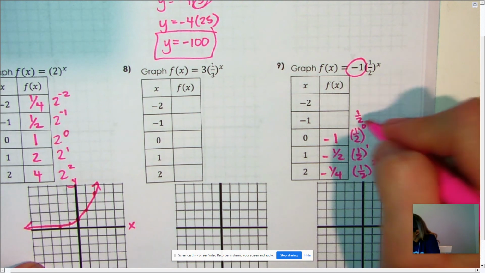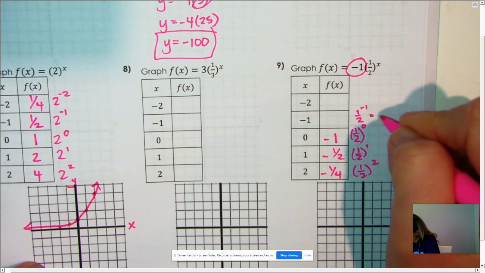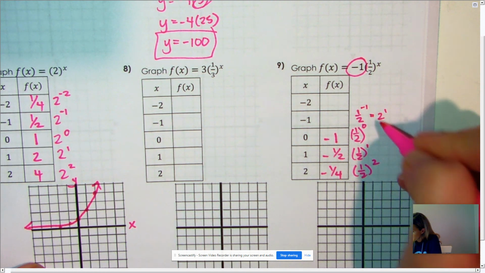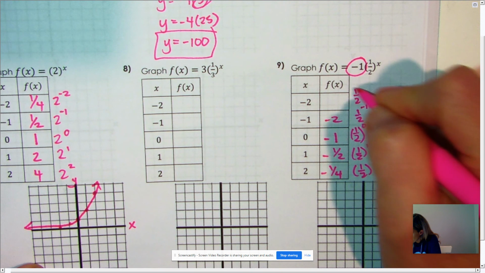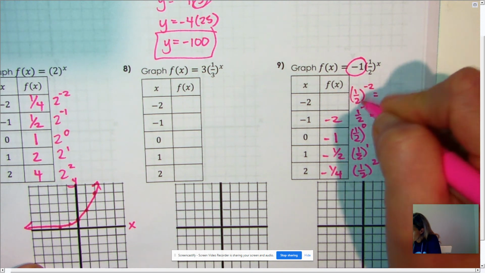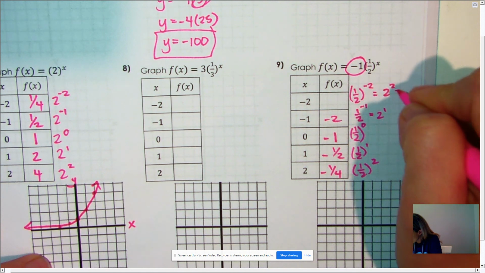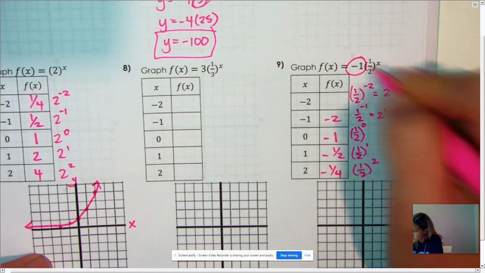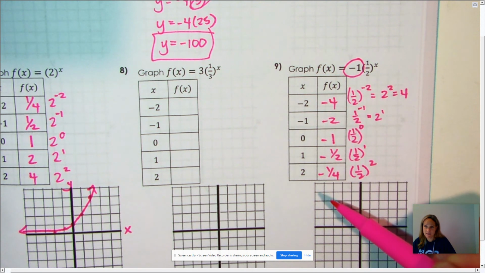Okay, so if I have 1/2 to the -1, that means I flip this. So I have 2 to the +1 times the -1 would just be -2. And then if I have 1/2 to the -2, that means I'm doing the reciprocal of that, which is +2 squared, which is 4. And then if I do 4 times that -1 out in front, that -1 just makes all of our answers negative.